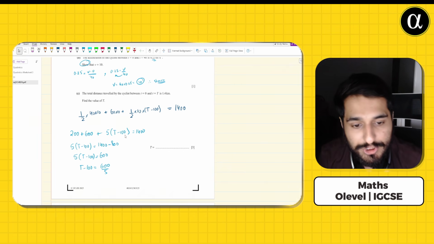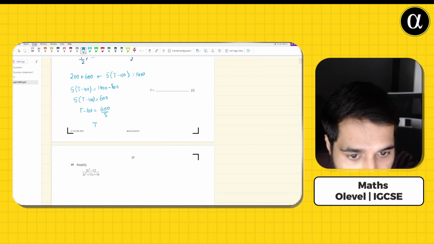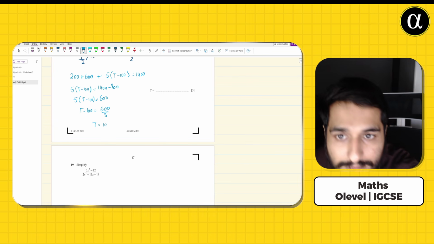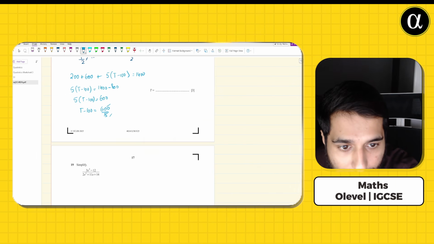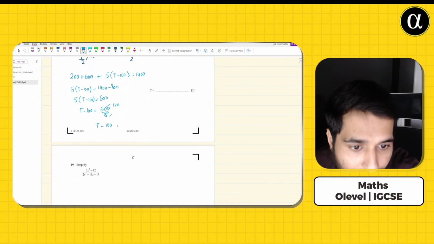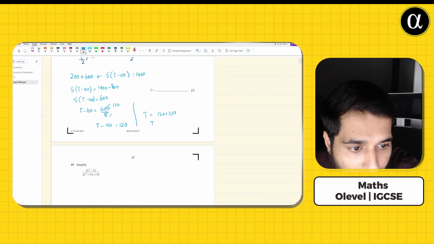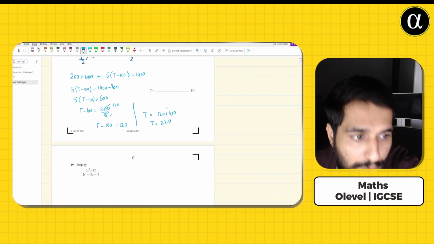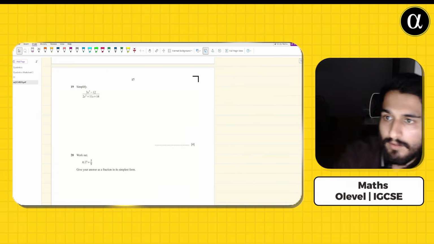So this should be 120. So t minus 100 is equal to 120, and the value for t will turn out to be 120 plus 100. That gives me what? That gives the answer as 220 for this case.